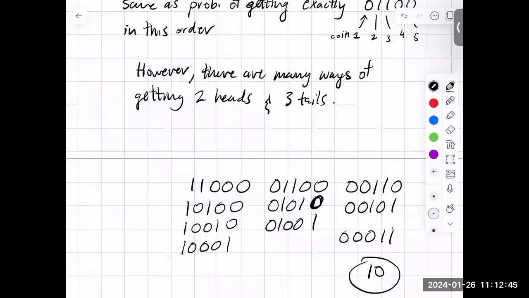So what this tells us is that if I throw 5 coins in the air, the probability of getting exactly this is the same as the probability of getting exactly all zeros. But the probability of getting 2 heads and 3 tails is 10 times more likely than us getting exactly all heads. So that's the difference.